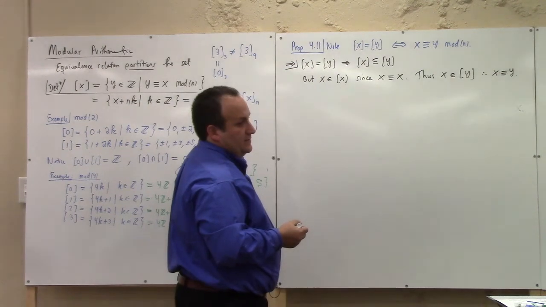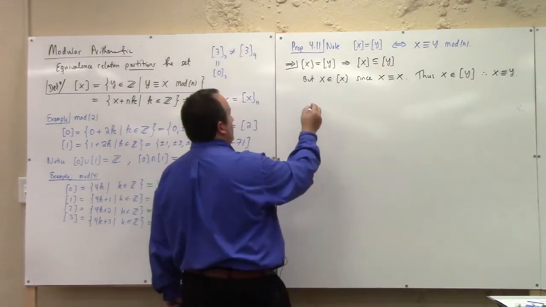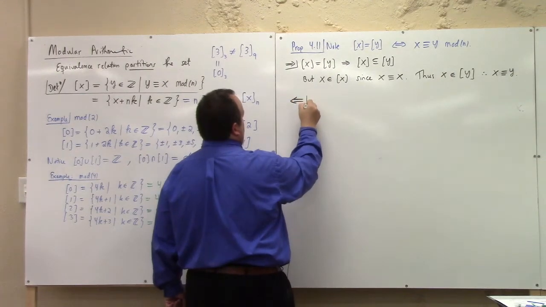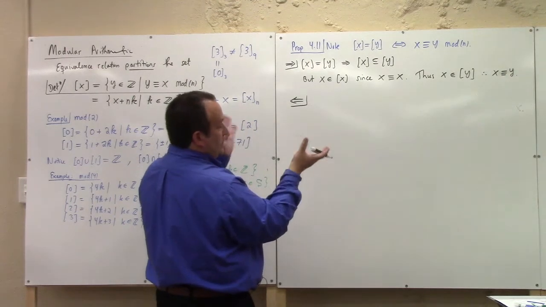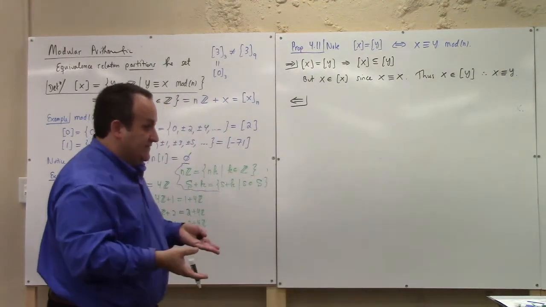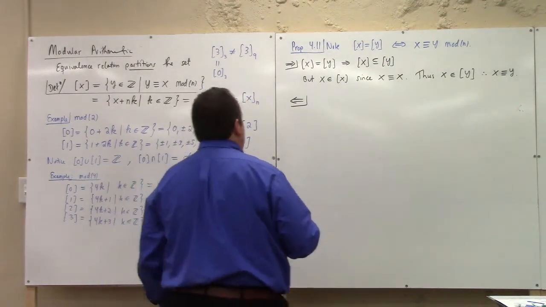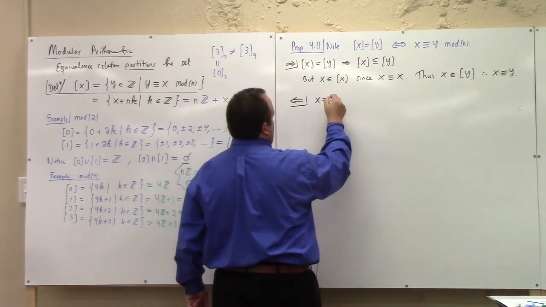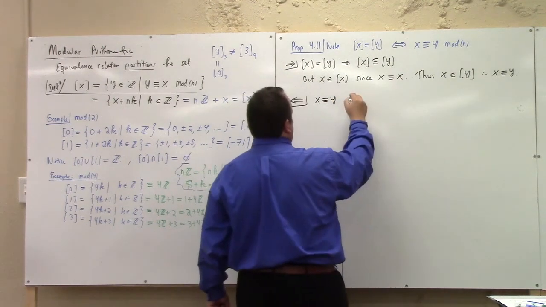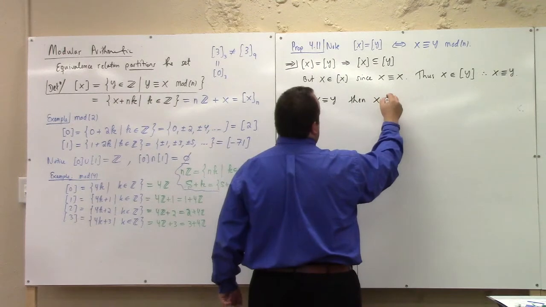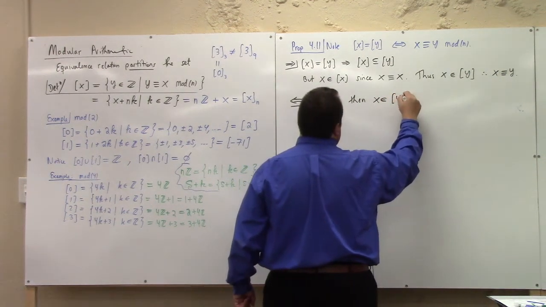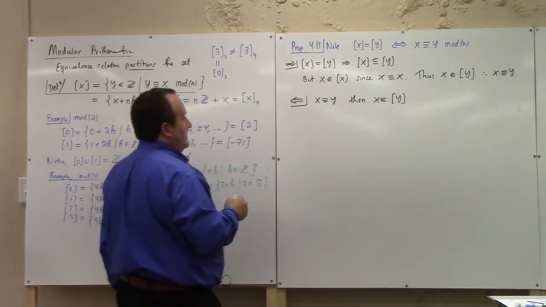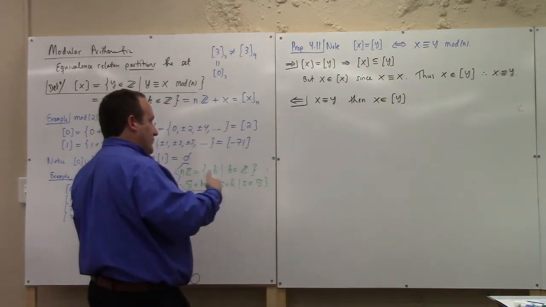I can see why you put this in proofs. Yeah, this has nothing to do with the structure of congruence. It has everything to do with the definition of equivalence class. Now the other direction: if x is congruent to y, right, then x is an element of the equivalence class of y, right?